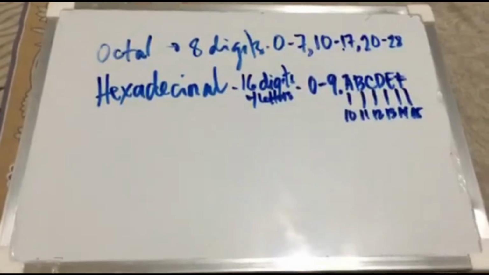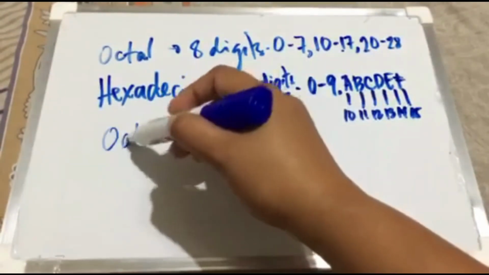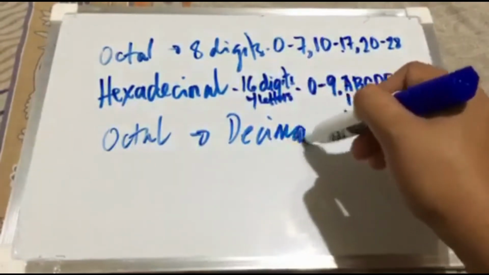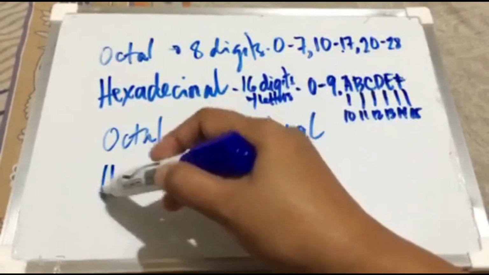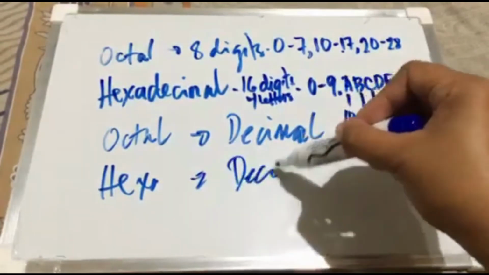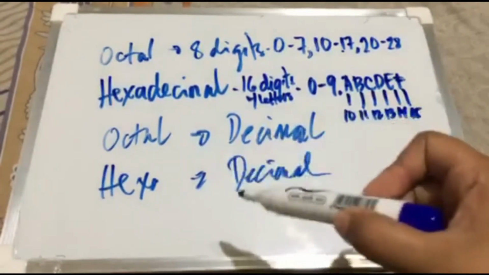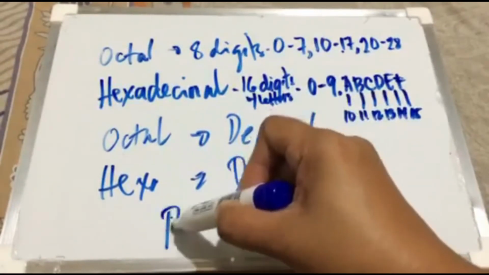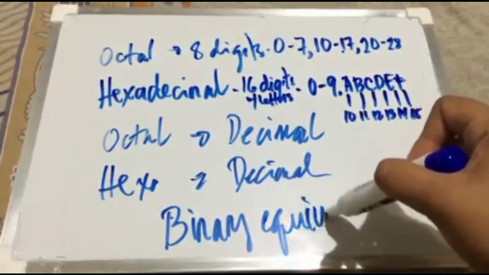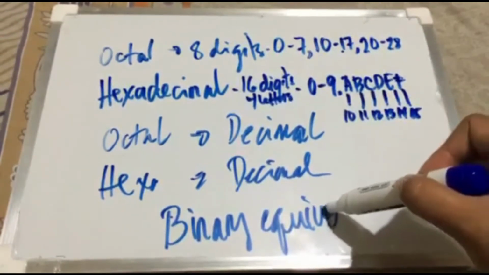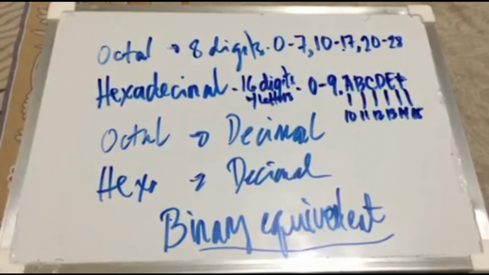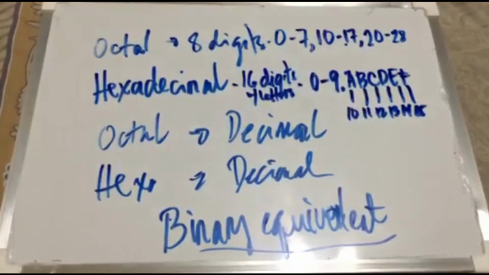If we're going to convert octal to decimal, and hexa to decimal as well, we need to go through the binary equivalent first, for us to do the simple way on how to convert these numbers.